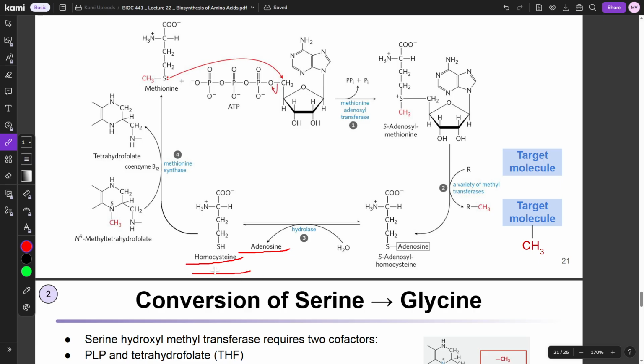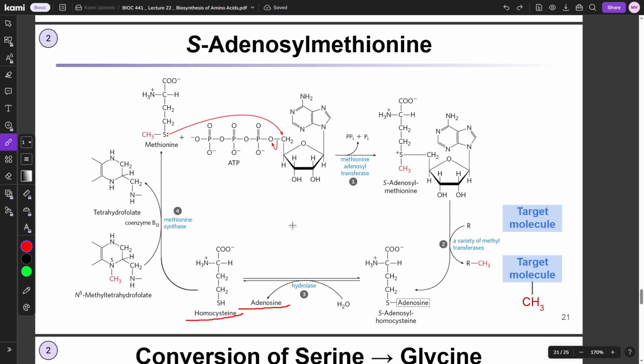Now you have homocysteine. And then from homocysteine, we actually use this cofactor called cobalamin, so coenzyme B12, and you actually have methionine synthase, which, using B12, is able to use the most reduced form of this, so N5-methyl tetrahydrofolate. It's able to remove the CH3 group and put it back on methionine, and it makes THF as a byproduct as well.